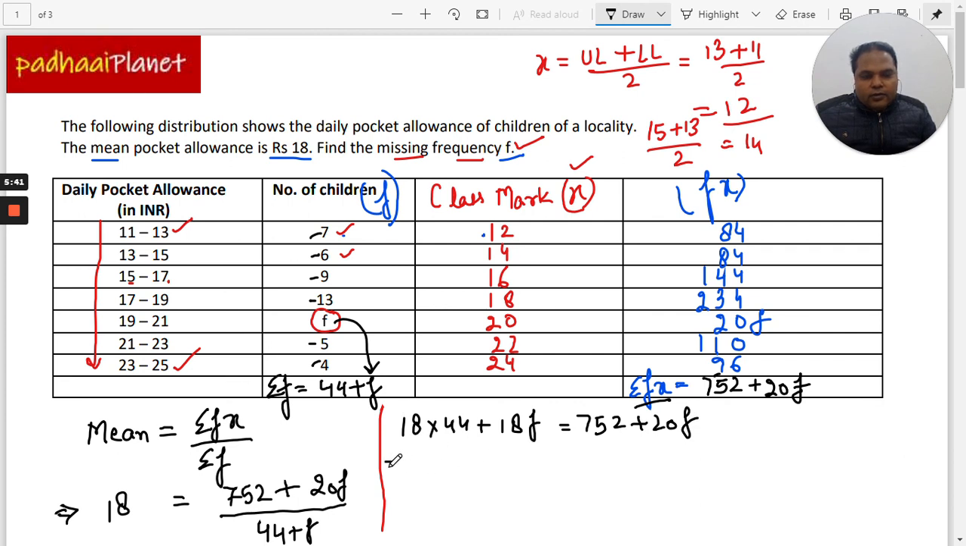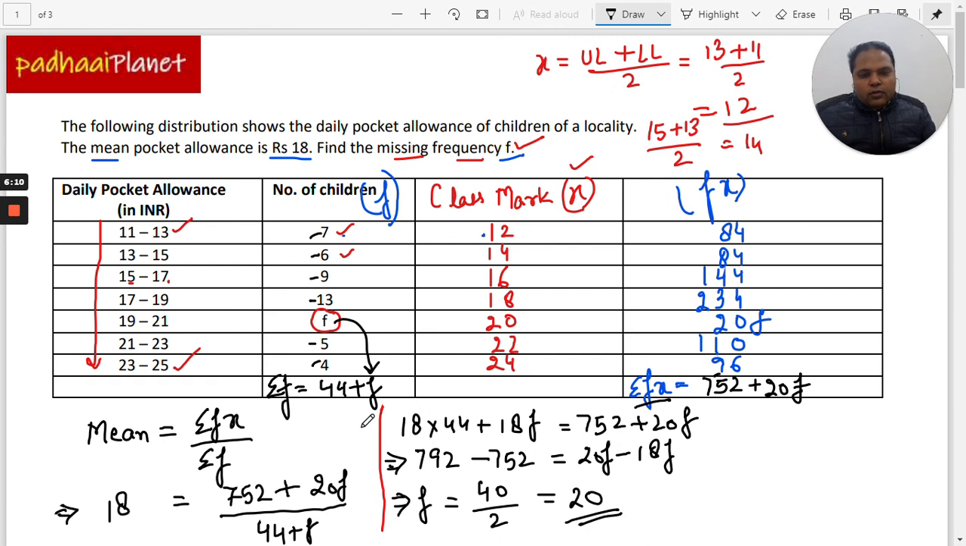So this is 792 minus 752 is equal to 20f minus 18f. Now we can write f is equal to 40 upon 2. And the final answer is 20. So the value of f here is 20, and that's the answer.